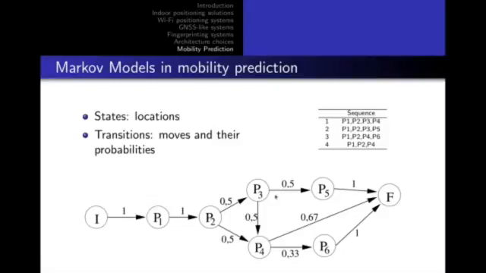Then from P3 we have one outgoing sequence to P5 and one to P4, so 1/2 to go to P5, 1/2 to go to P4. And from P6 we always go out of the system, so probability 1 from P6 to F, and same for P5, probability 1 to go from P5 to F.